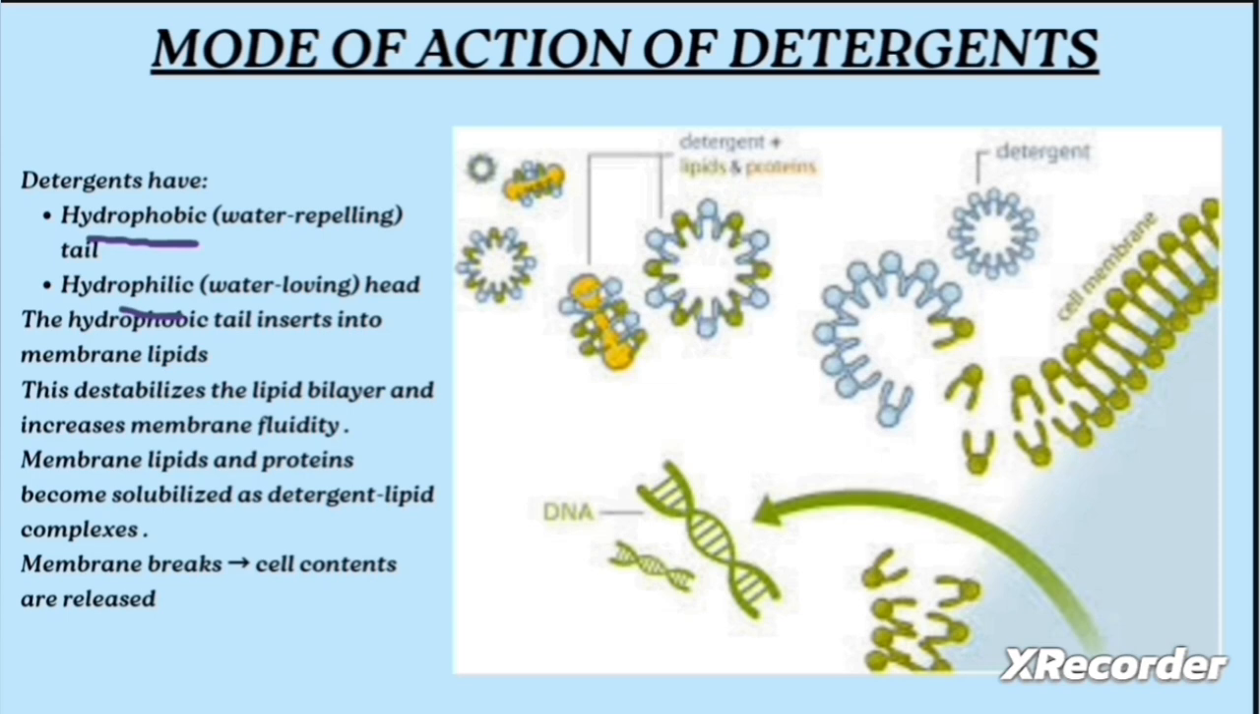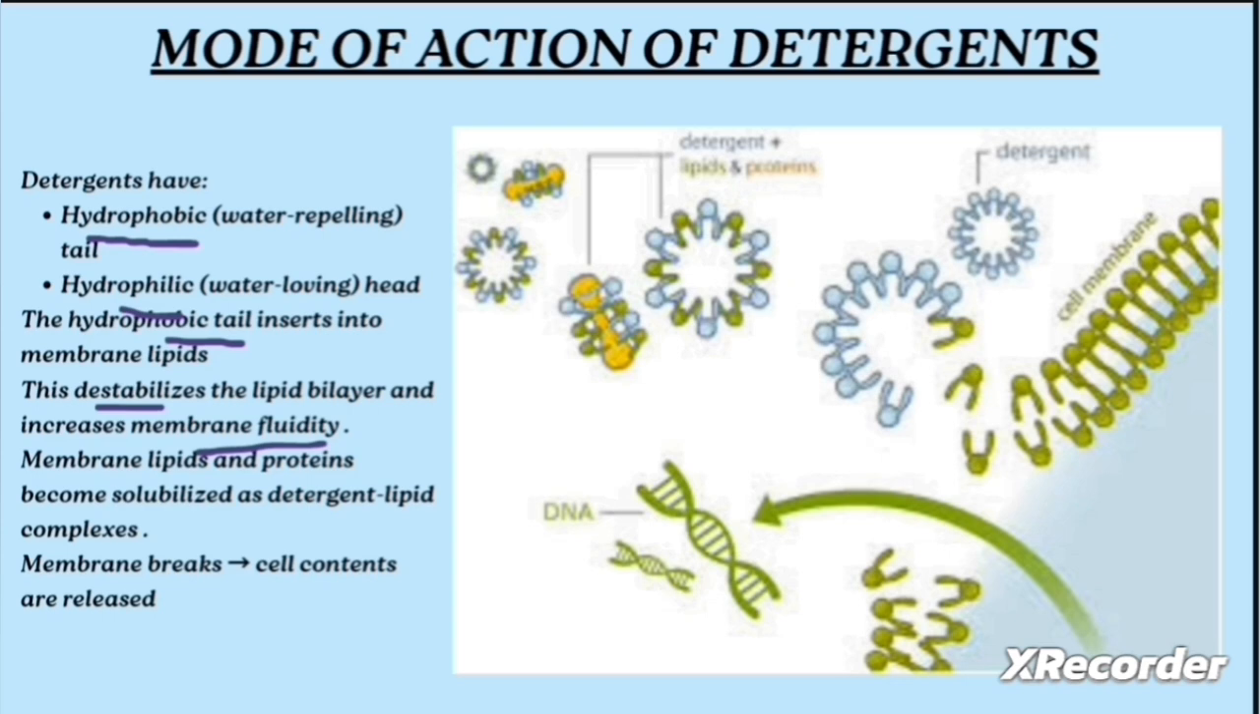Now when detergents come in contact with the cell membrane of organisms, the hydrophobic tail of the detergent inserts itself into the membrane lipid bilayer. As a result, the normal arrangement of the lipids in the membrane gets disrupted, and this disturbance destabilizes the lipid bilayer and increases the membrane's fluidity, which means that the membrane becomes more flexible and less stable, and the lipids in the bilayer can very easily or freely move in the lipid bilayer.